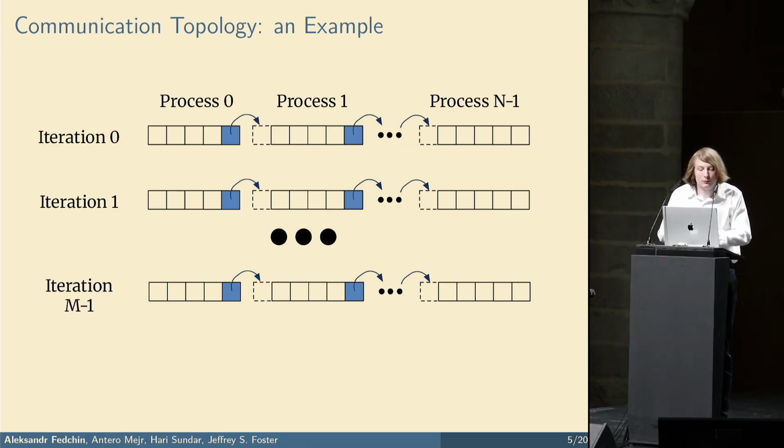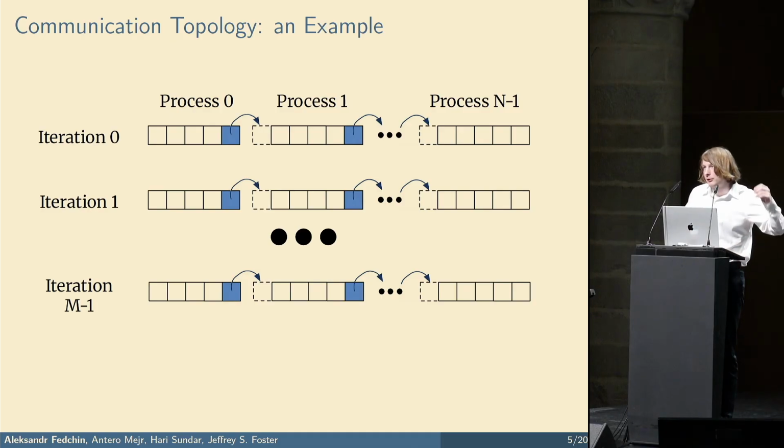Let me show a small example, a very simple MPI program. Here you have n processes, and they do the same thing m times, m iterations. So there's a loop, and something is repeated. What is happening is that there's some computation that is local. We don't care about that.